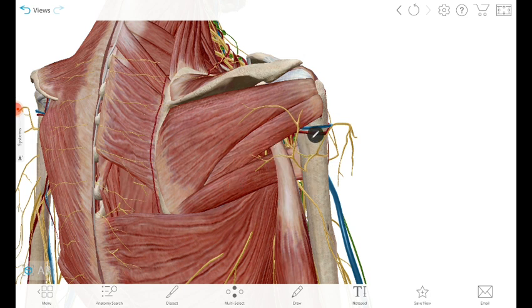Since it is a quadrangular space, having four sides, it must have four boundaries. And this is the lower triangular space present between teres major, the humerus, and the triceps muscle, and it's present close to the midshaft of the humerus, so it will give off the radial nerve and profunda brachii artery.